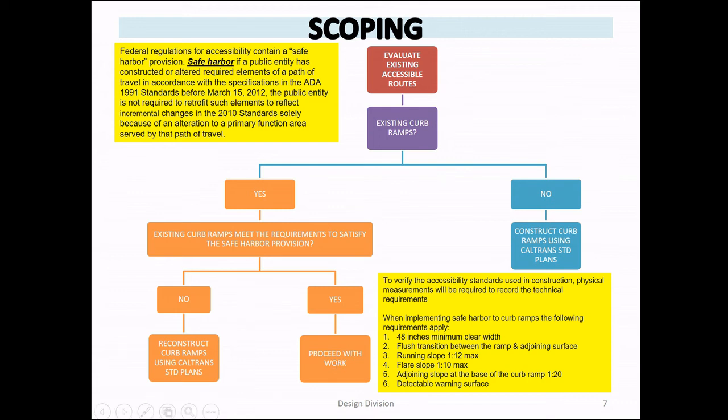Good question. If you're verifying the safe harbor requirements, and say it's missing just one thing, like a detectable warning surface, can you place a detectable warning surface and you still get amnesty under the safe harbor? Correct. If everything else meets the safe harbor requirements, yes.